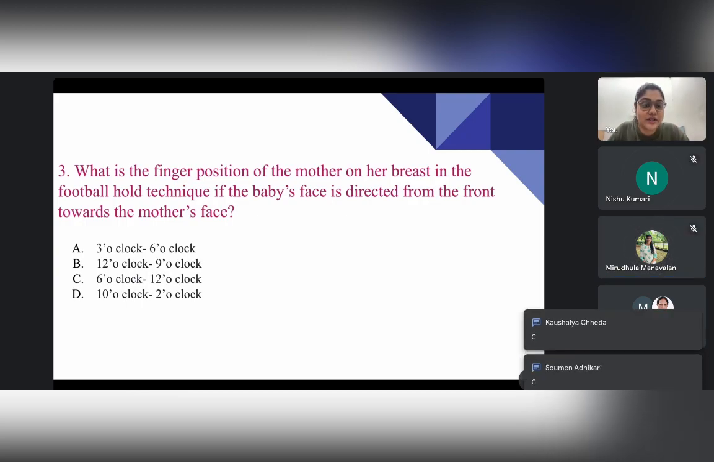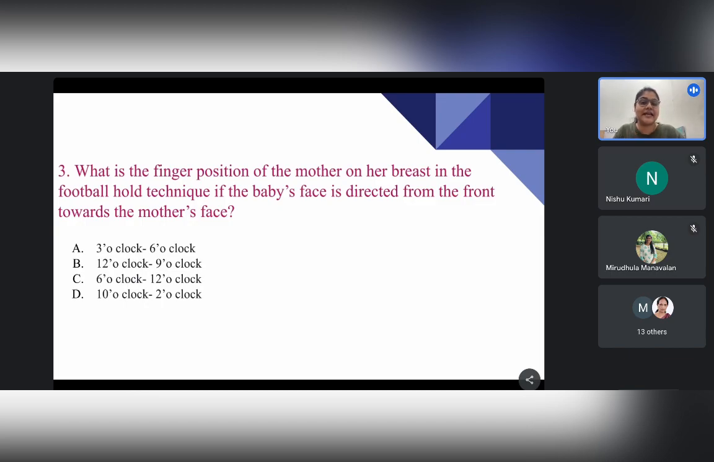Let us go through the question. It asks what the finger position of the mother on her breast is in the football hold technique if the baby's face is directed from the front towards the mother's face. We have discussed this concept in our previous sessions as well. Please remember the major thing to take into consideration: the baby's lips and the mother's hand position should be parallel to each other, right? This is the major concept to keep in mind. Whenever you consider the baby's position and the mother's hand position for the breast contouring, they should be parallel with each other.